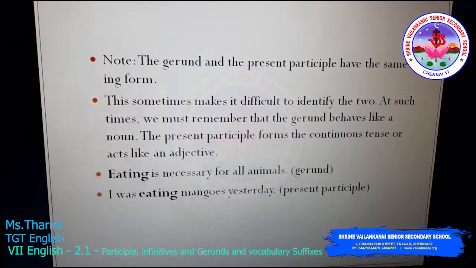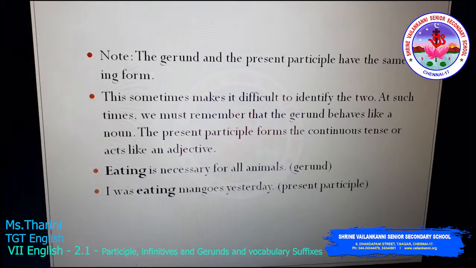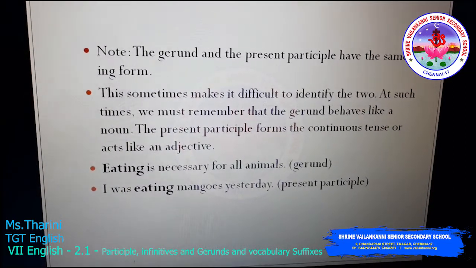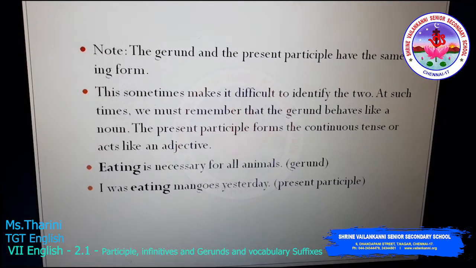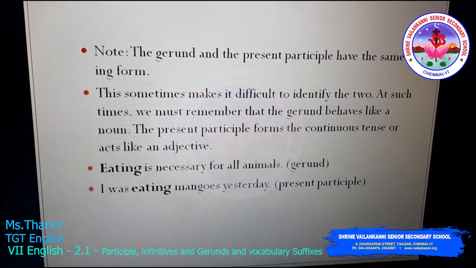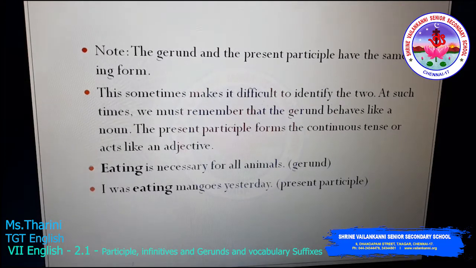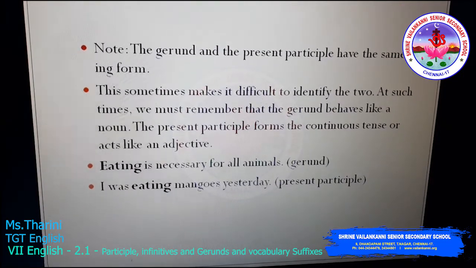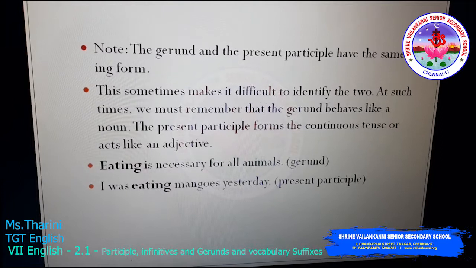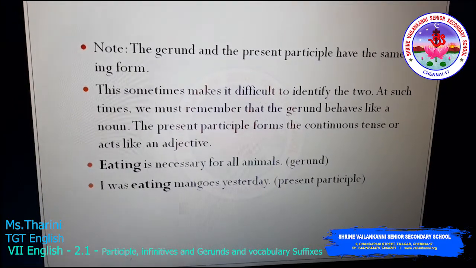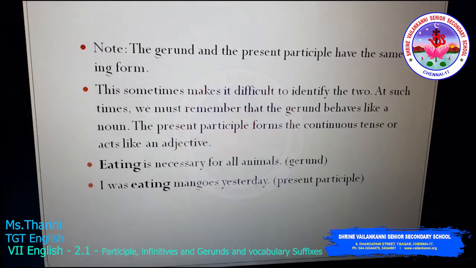Can you understand? Listen again. Eating is necessary for all animals. Eating is my hobby. Then what is the gerund here? Eating is the gerund. It acts as a noun. I was eating mangoes yesterday. Yes? So eating has changed into a verb, which is present participle.